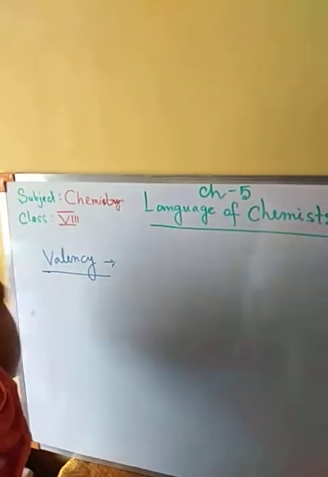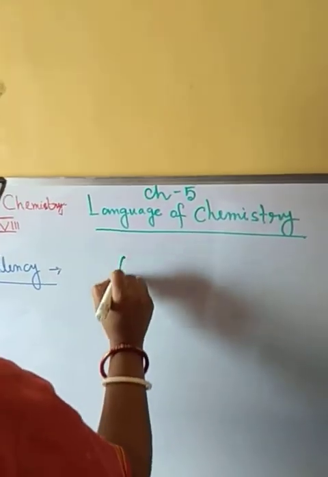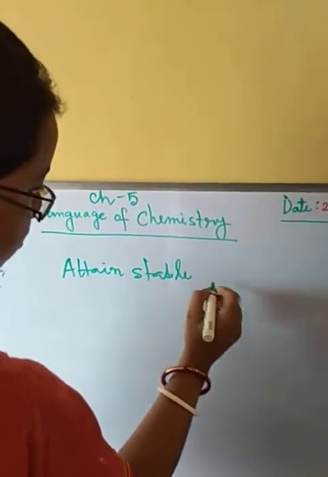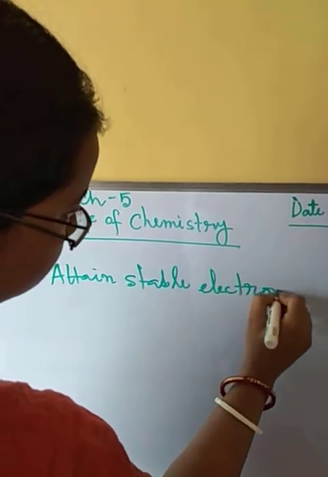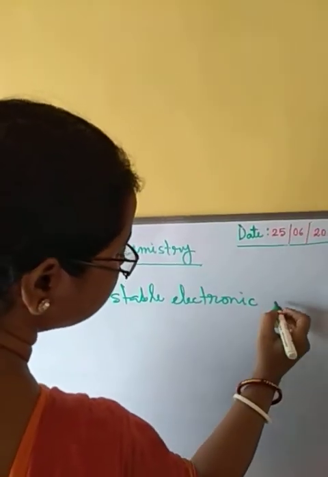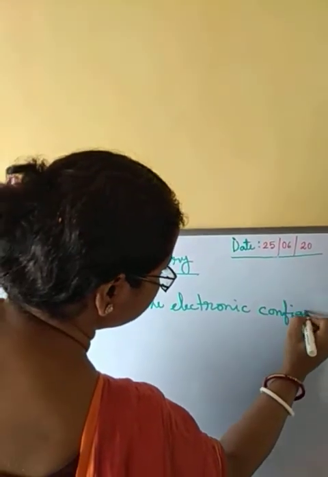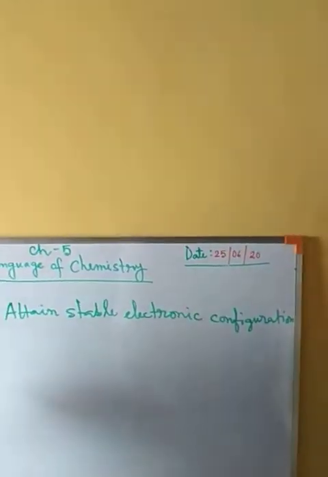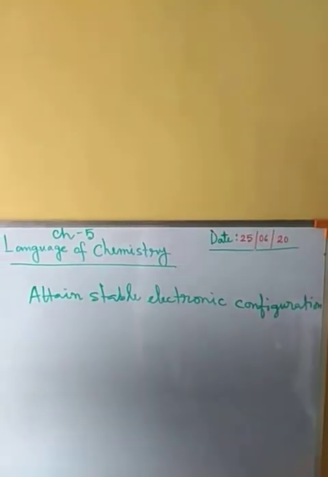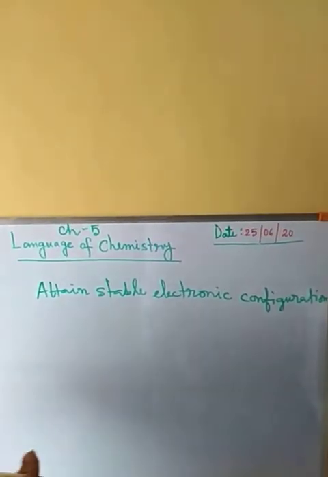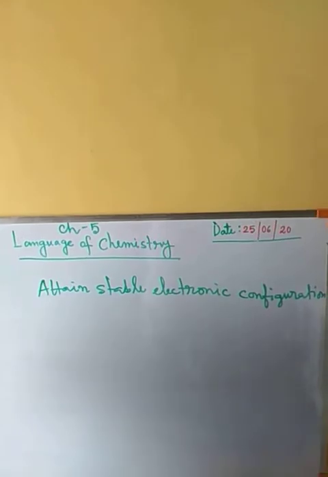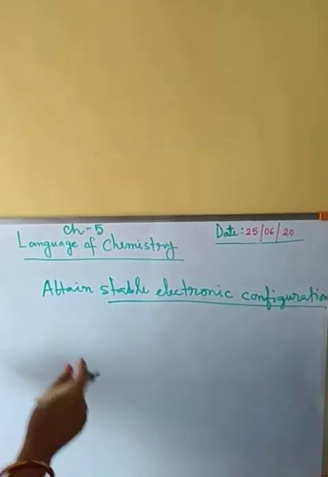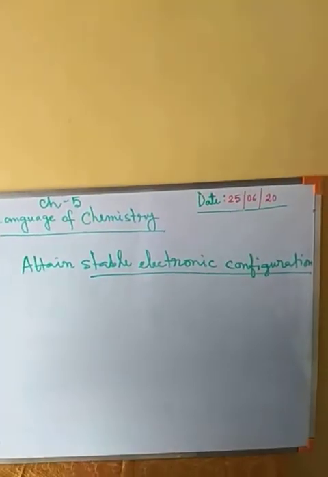Now the valency of elements is due to the attainment of a stable electronic structure or electronic configuration. The elements that do not have a stable electronic configuration will react with other elements and form compounds, and in this manner they will attain a stable electronic configuration. So this is all about attaining the stability of the elements.